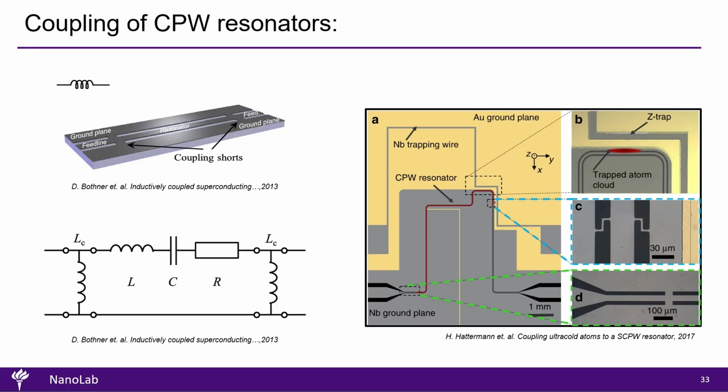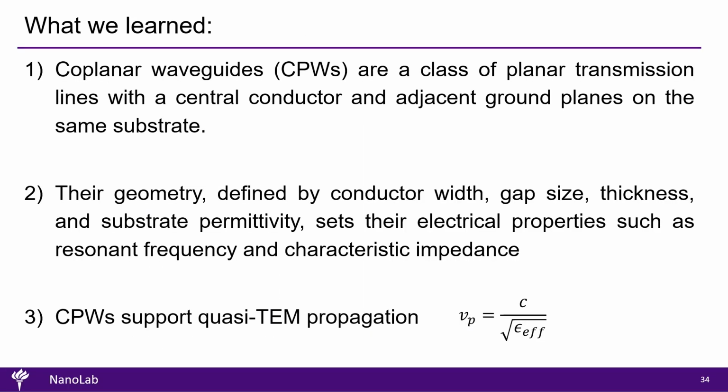Let's recap what we have learned in this session. Coplanar waveguides, CPWs, are a class of planar transmission lines with a central conductor and adjacent ground planes on the same substrate. Their geometry, defined by conductor width, gap size, conductor thickness, and substrate permittivity, sets their electrical properties, such as resonant frequency and characteristic impedance. CPWs support quasi-TEM propagation, in which the phase velocity is equal to the speed of light divided by the square root of the effective permittivity.